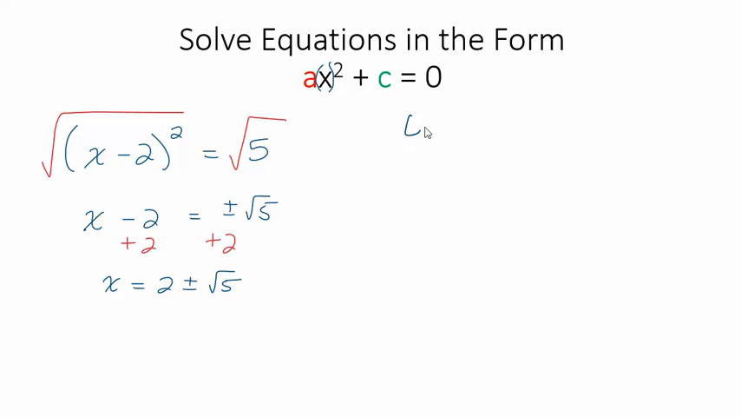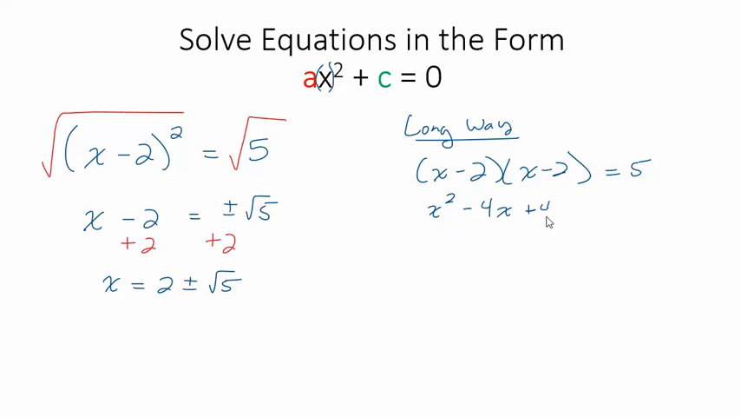Now, if you wanted to do this the long way, which again, I don't know why you would, but I know a lot of students that would because they're not really sure about this process over here. You'd have to take this x minus 2 times x minus 2 and FOIL it out. Then subtract the 5 over. And then that doesn't factor, so you'd have to use the quadratic formula. This is fun, isn't it?